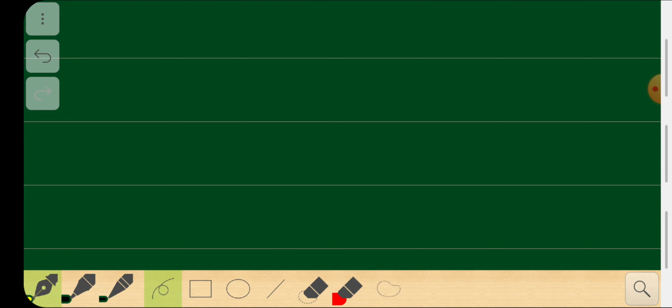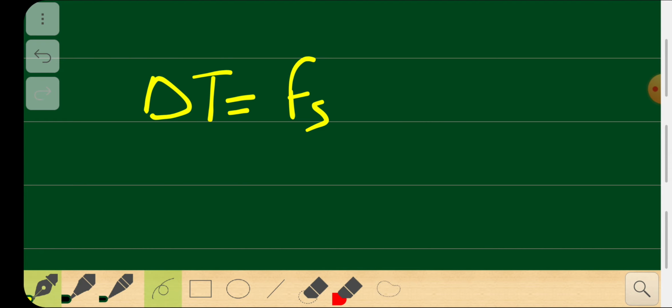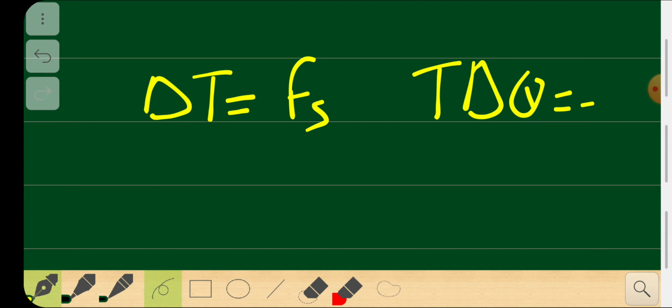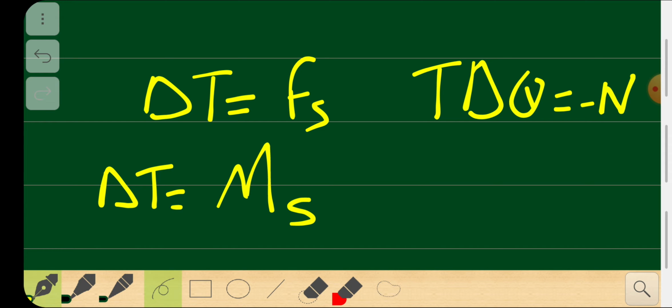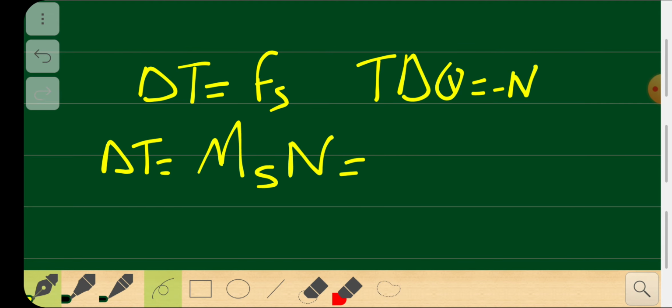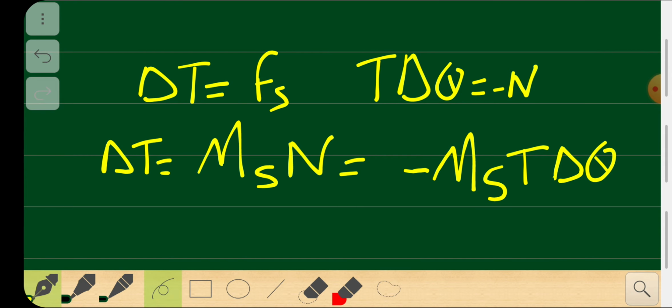So equation 1 was delta T equals the friction force F, and equation 2 was T times delta theta is equal to minus the normal force, right? So you now know that delta T, which is equal to friction, will be equal to some frictional constant mu s, static friction, times the normal force. You can substitute the value of N in here. So you get minus mu s times T times delta theta, right? So that's what you get.